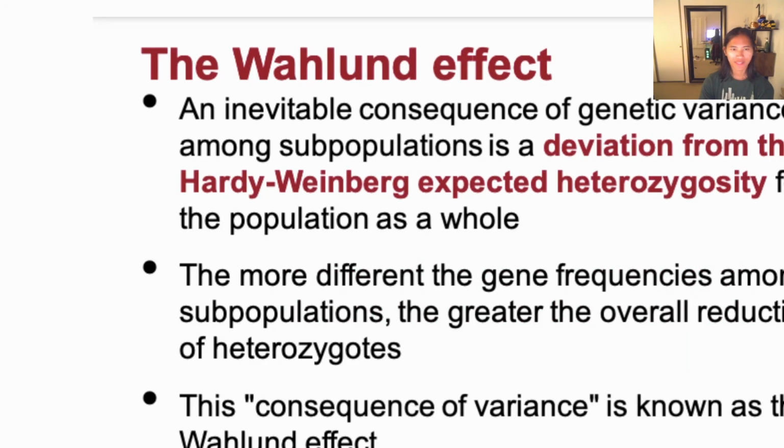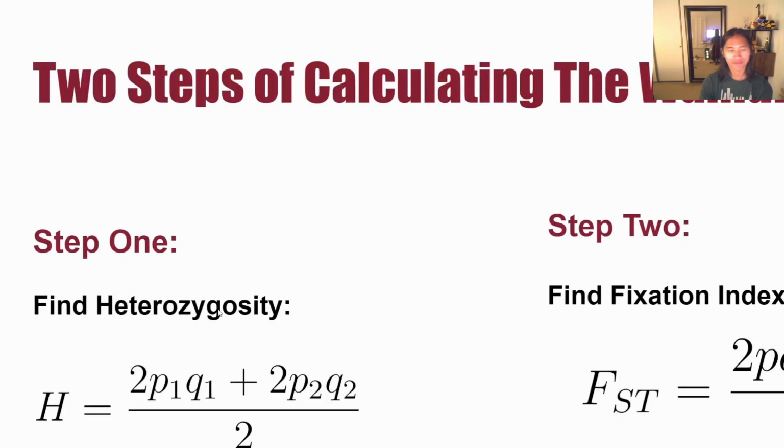Now, the Wahlund effect is the consequence of genetic variance amongst subpopulations. This causes deviations from the Hardy-Weinberg equilibrium. It causes deviations in the heterozygosity for the population as a whole. The more different the gene frequencies among subpopulations, the greater the overall reduction of the heterozygotes, and this is a consequence of variance. Each subpopulation can still be in Hardy-Weinberg equilibrium, while the entire species will not be.